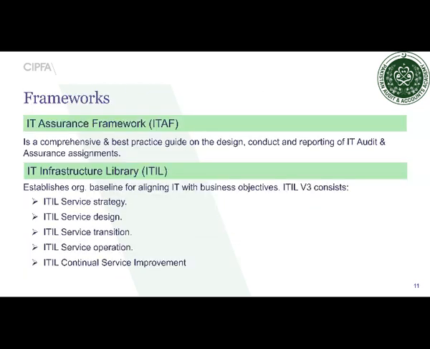There are also different frameworks for information systems audit. ITAF is ISACA driven. It's a guide of how to design, conduct, and report an audit. This is very useful for IS auditors. This is what you use day to day.